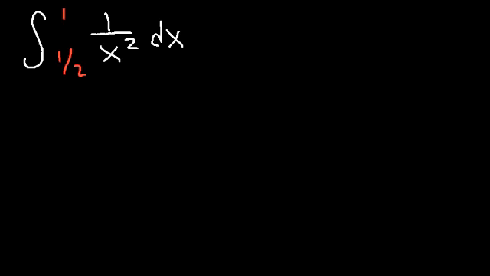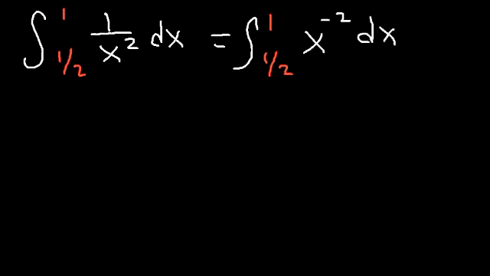Let's try this one. Find the antiderivative of 1 divided by x squared, evaluated from 1/2 to 1. Now the first thing that we need to do is rewrite the expression. 1 over x squared is the same as x to the negative 2. And now we can use the power rule. We can add 1 to the exponent. Negative 2 plus 1 is negative 1. And then divide by that result.